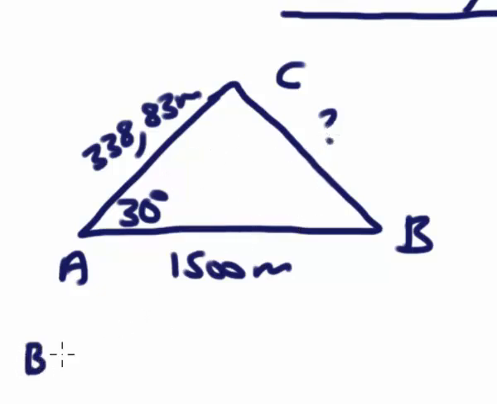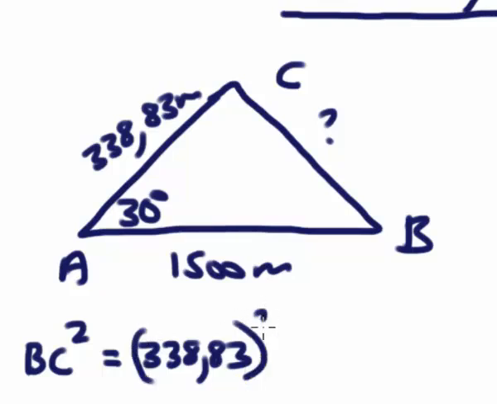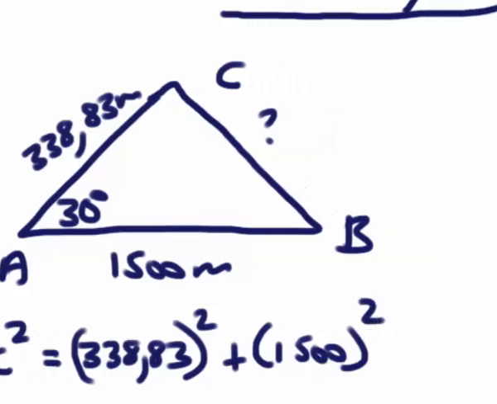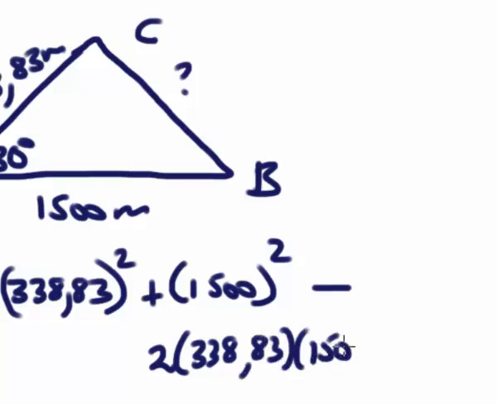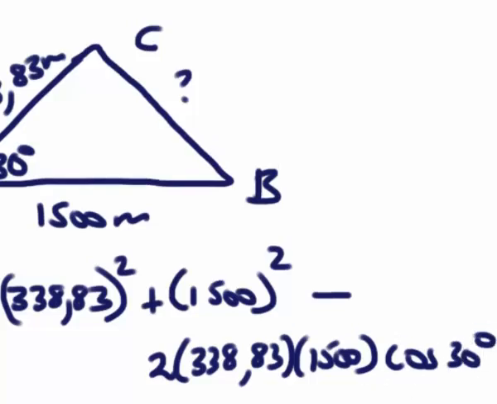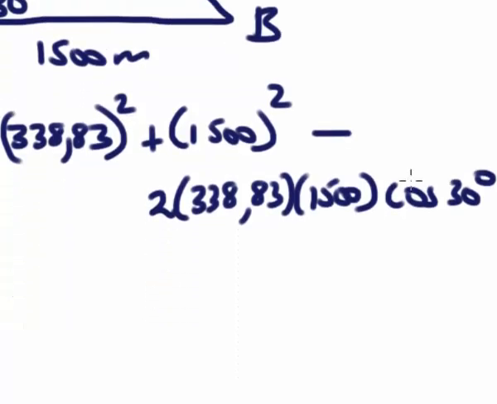So BC squared is equal to 338,83 all squared plus 1,500 all squared, subtract 2 multiplied by the two sides, and then the cos of the included angle, 30 degrees.